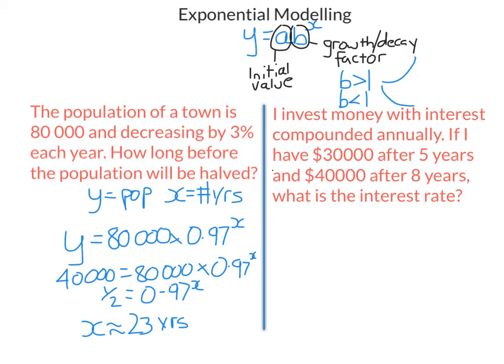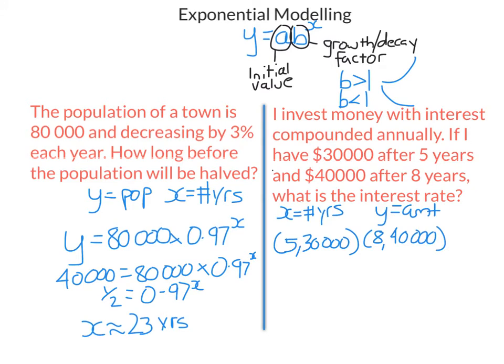So here I have 2 points. If I let x again be the number of years and y equal the amount that I have, the point 5 years, $30,000, and also the point 8 years, $40,000. I can substitute each point into the equation y equals ab to the power of x, and then y equals ab to the power of x.